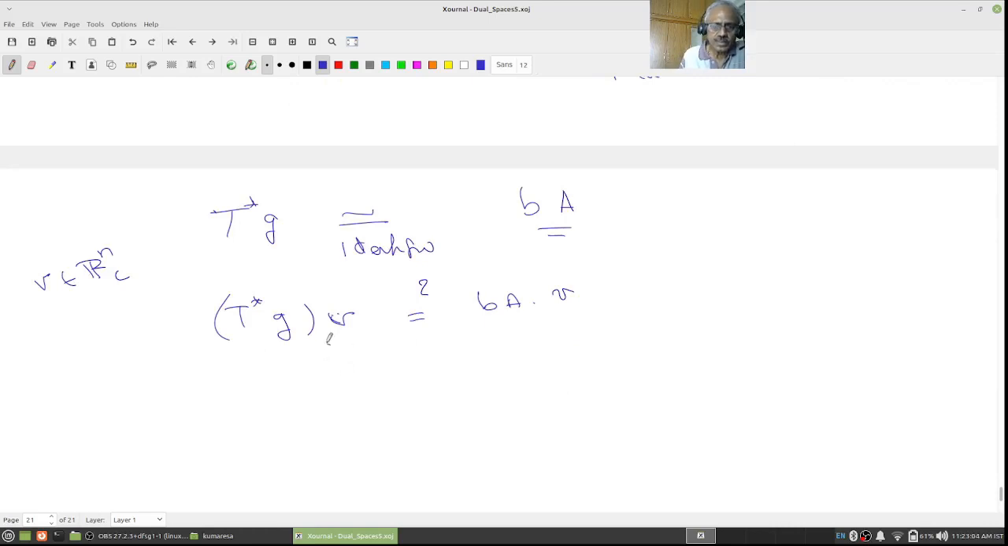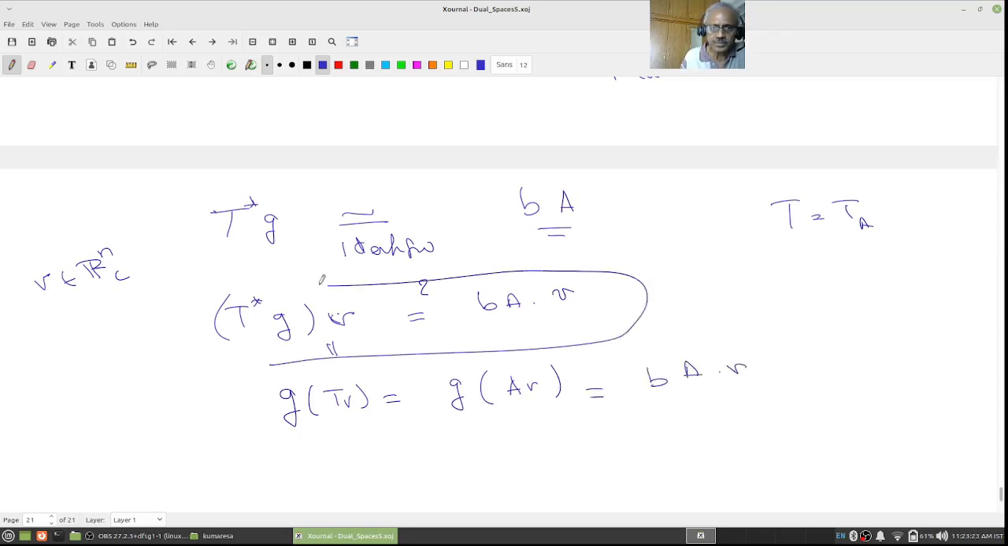But what is this by definition? This by definition is G of TV. I am writing T as TA. This is nothing other than G acting on TV, which is just A times V. But G acting on A times V is B times A times V. Therefore, we have proved this. Okay?